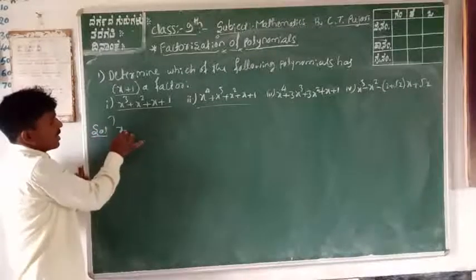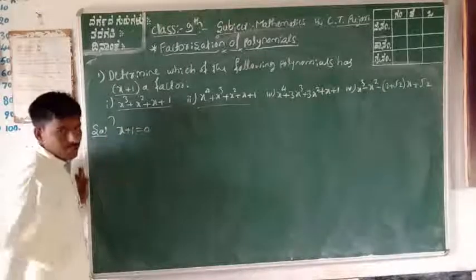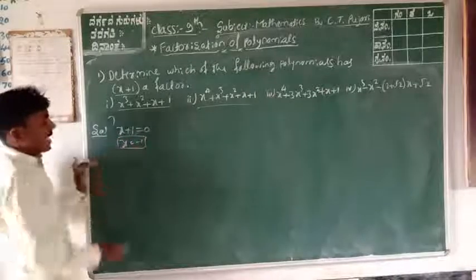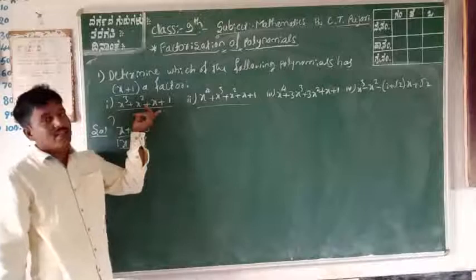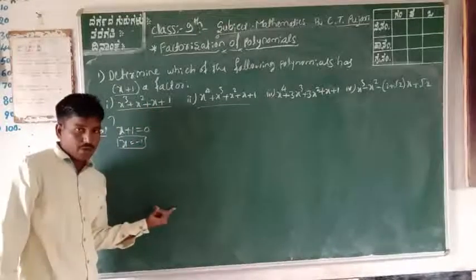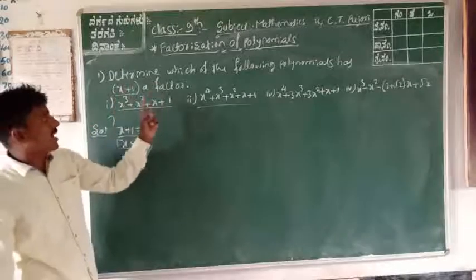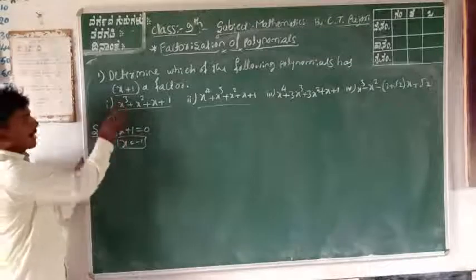Therefore, the solution: consider x plus 1 is equal to 0. Therefore, x is equal to minus 1. You can put the x value in the first polynomial. When your answer is 0, then x plus 1 is a factor of this polynomial. Check yourself once again.